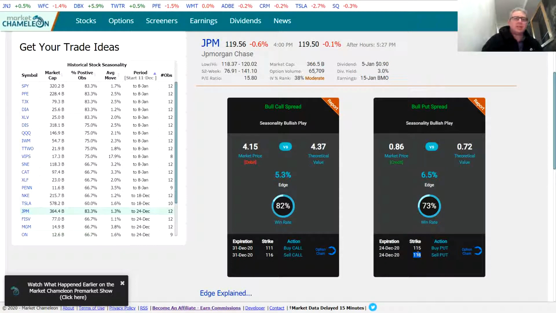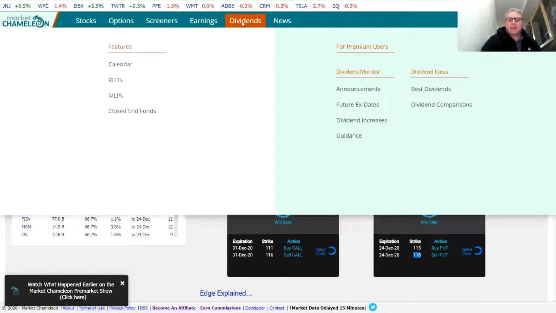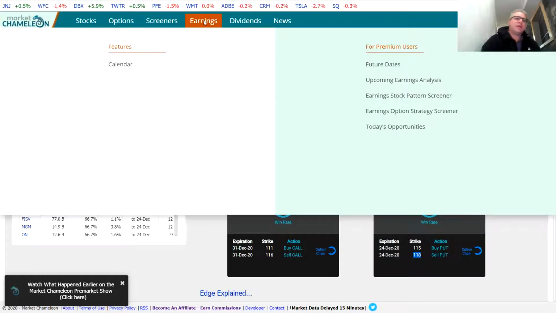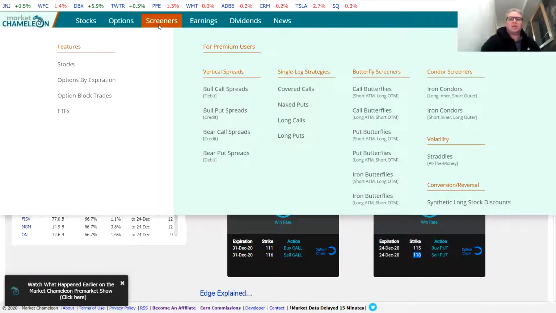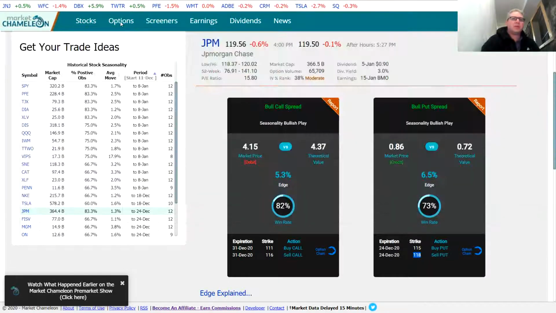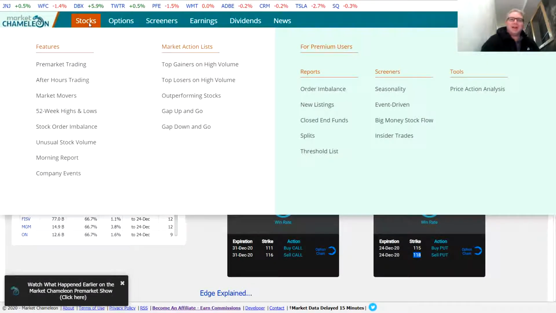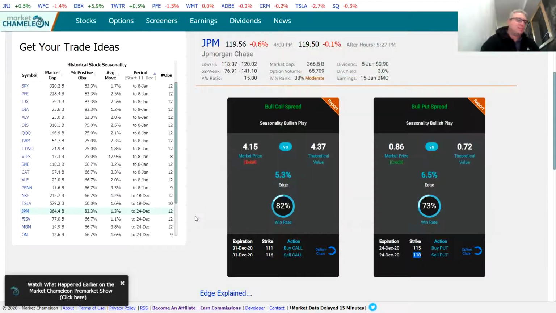With all the trades that you got here, you also have so much stuff I haven't even started to show you. You got dividends, and you can do a dividend capture strategy. You can trade around earnings. Tons of screeners, covered calls, iron butterflies, iron condors, straddles, call spreads, bull spreads, tons of option stuff, top bullish, top bearish, and of course stocks, stock splits, new listings, the IPOs, whatever. Seasonality is insane, just an insane amount. Just to explore the software takes a month, and yeah, that's what I do.